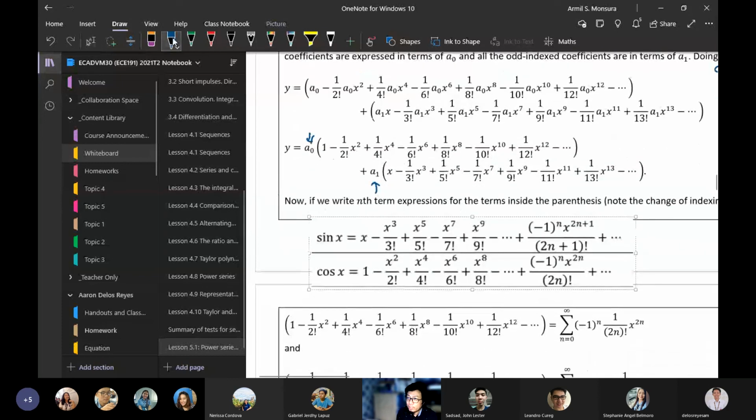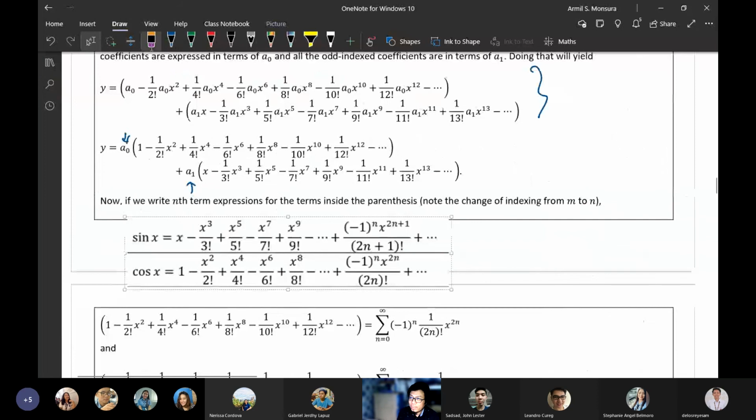Look carefully at the first term, or the first parenthesized expression. Isn't the pattern this: 1 minus x squared over 2 factorial plus x raised to 4 over 4 factorial minus x raised to 6 over 6 factorial? Right? That is the pattern followed by your first set. So it turns out this set of terms actually corresponds to cosine of x.